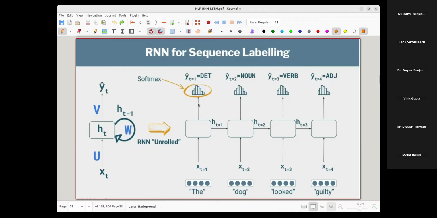Okay, so that means at every time step the same weight is used because it's one network. Just for our understanding purpose, we are unrolling it. Actually, it is one network. There is a connection here. Okay, so this is the case.